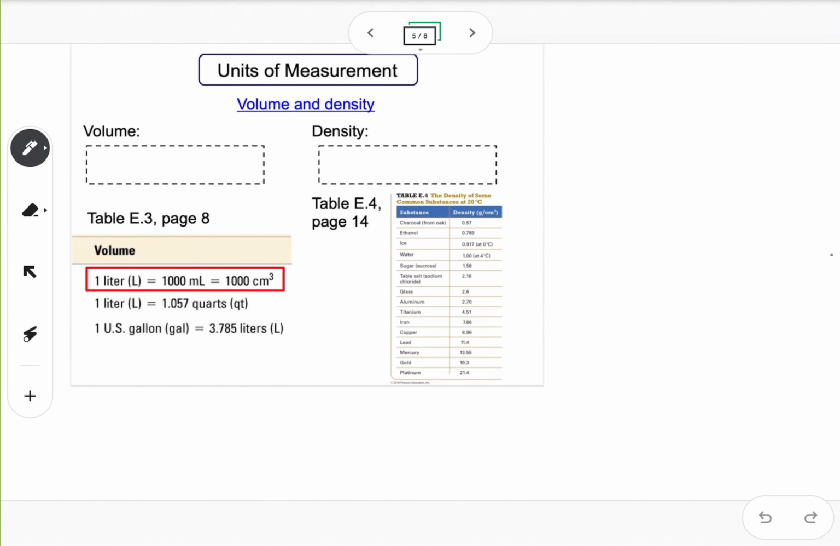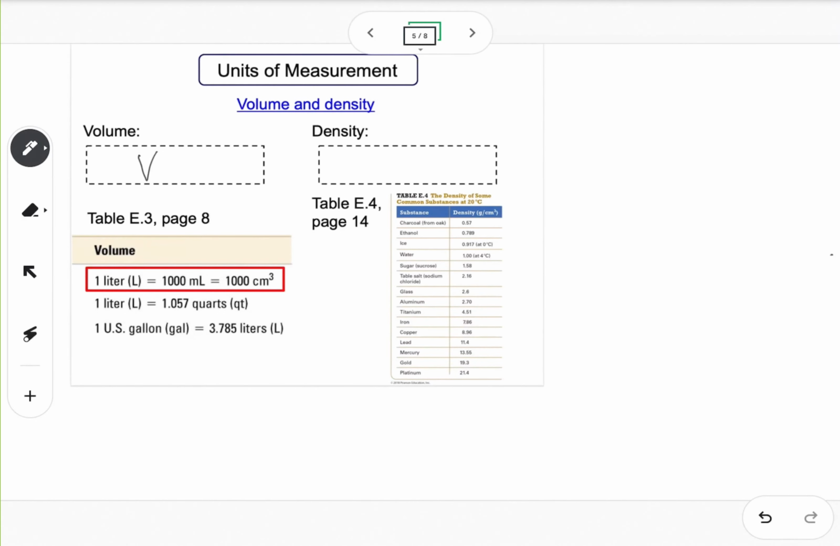Now, the units we talked about so far are basic units. But in science, there are some units called derived units, and density is a very typical example. Before we talk about density, let's talk about volume first. Volume is a measurement of space, and we use capital V to represent volume.